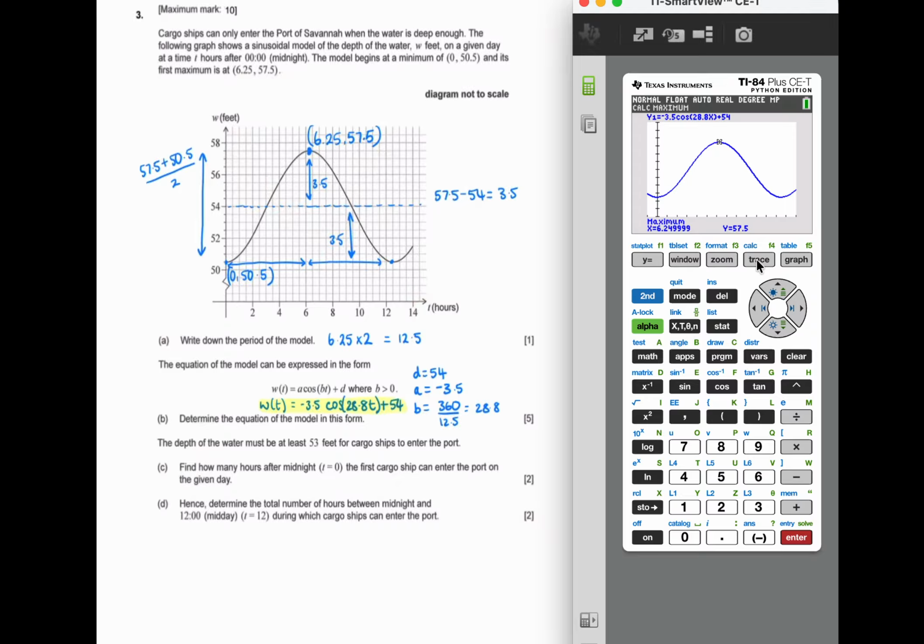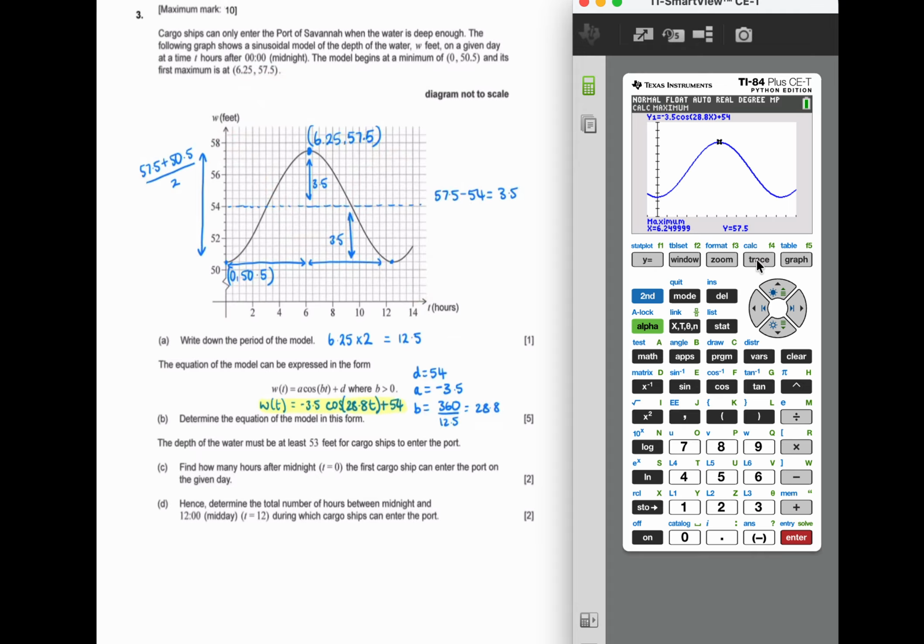Then part C, it says the depth of the water must be at least 53 for the cargo ship to enter the port. How many hours after midnight, which is when t equals 0, the first cargo ship can enter the port?